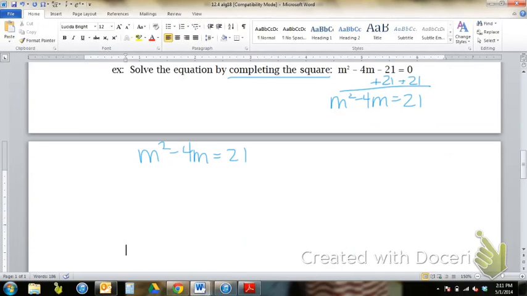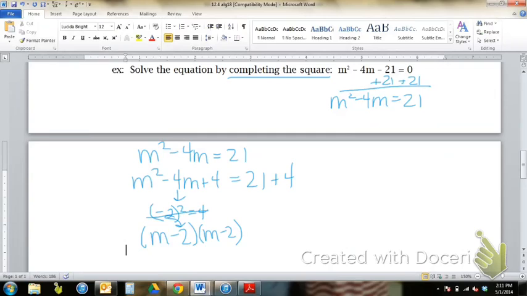Now I want to complete the square. So give myself some space. Take half of this, which is negative 2, square it, and I get 4. So I add 4 to both sides. Okay, now this left side factors into m minus 2. Now notice also, whatever I squared is what's going to wind up in the parentheses. So you can just jump right to that if you want. And now, I'll come up here since I'm running out of room. I have m minus 2 squared equals 25.